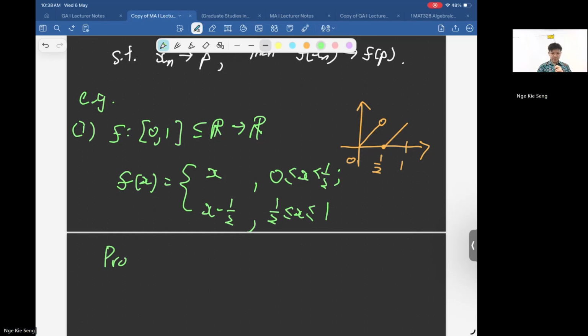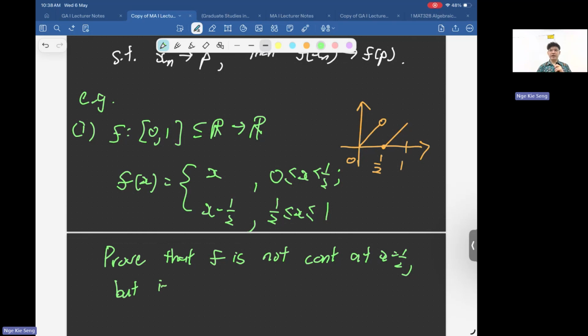So maybe the first task for you is to show that f is not continuous at x equals 1/2, but is continuous everywhere in between 0 and 1, but not 1/2. So [0, 1], throw away 1/2.